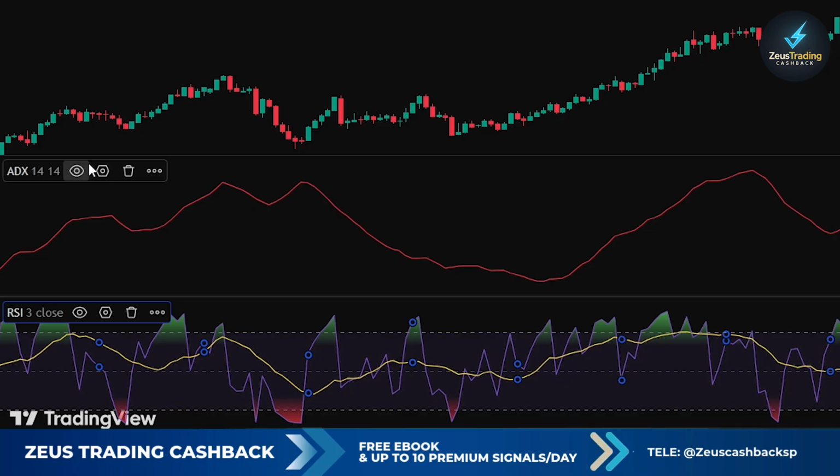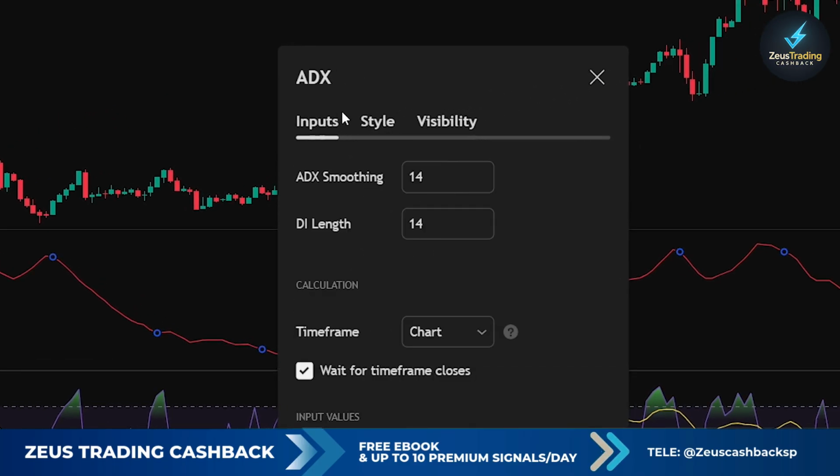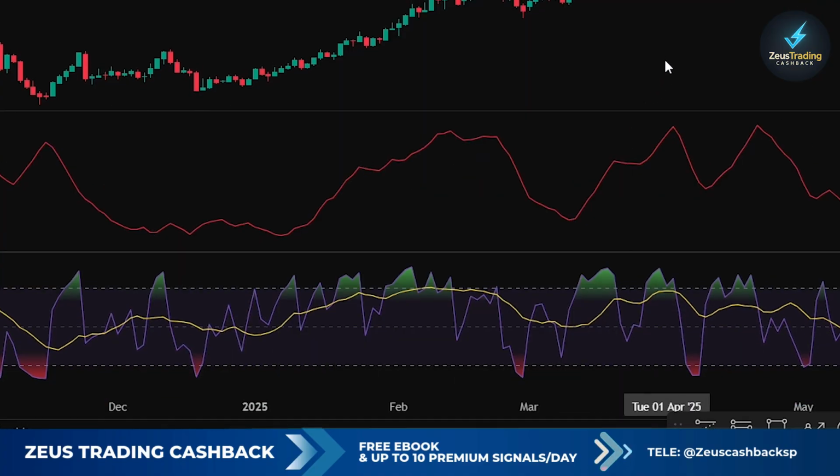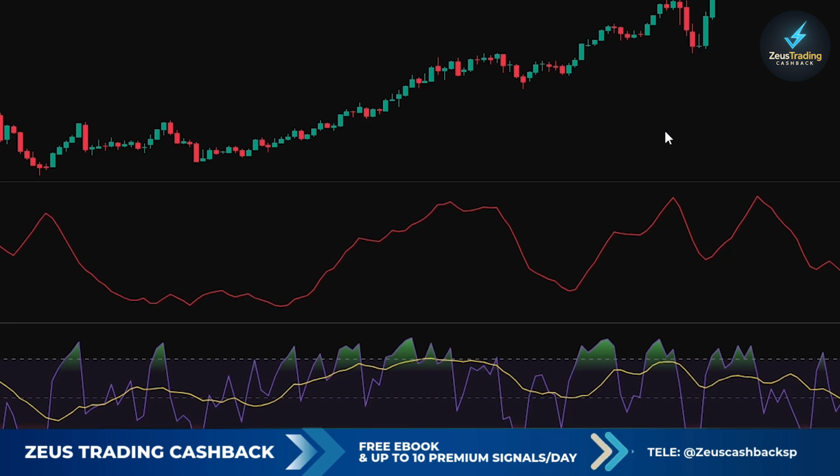Next, modify the ADX. The default setting is 14, but for faster market reaction, lower it to 5 periods. Focus on the key level of 30. When ADX is above 30, the market is trending strongly. Below 25, it's flat or consolidating, not ideal for scalping.